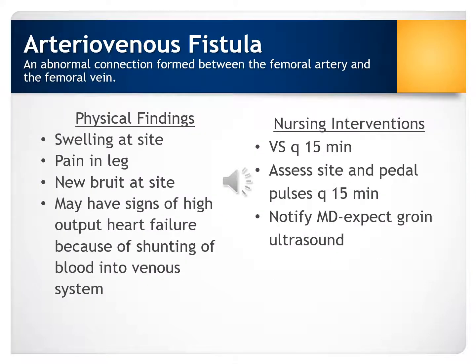About 3% of the population can develop an arteriovenous fistula, or an AV fistula. This is an abnormal connection that forms between the artery and the vein at the femoral site. Patients will typically have swelling at the site, pain in their leg, and a new bruit, and they may have signs and symptoms of high cardiac output or heart failure because of the shunting of blood into the venous system. Vital signs will be every 15 minutes. You'll be assessing the site and the pulse and notifying the physician. You would expect that they would be ordering an ultrasound of the groin.